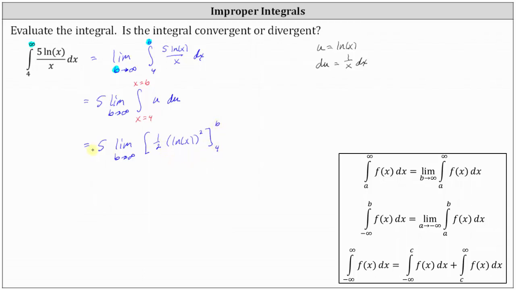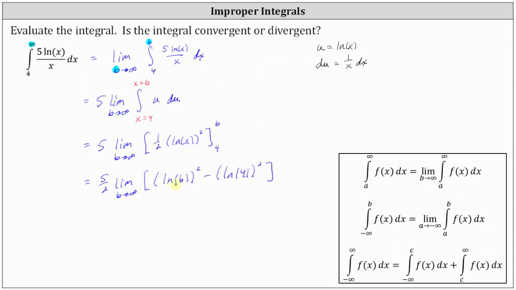Next, we'll factor out the 1/2, and then determine big F of b minus big F of 4. This gives us 5/2 times the limit as b approaches infinity of, since we factored out the 1/2, big F of b is the square of natural log b, minus big F of 4 is the square of natural log 4. And now let's determine the limit as b approaches infinity.